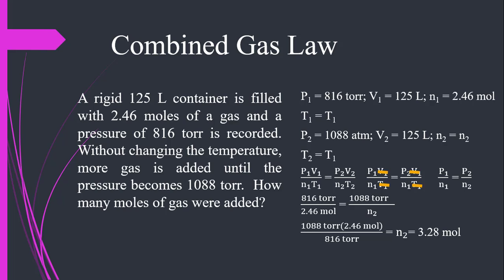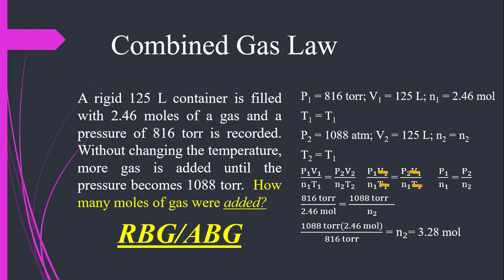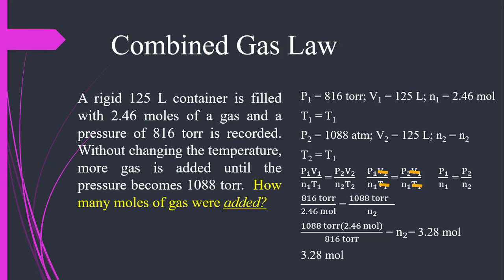And now you say, but you said that that was the incorrect answer. It is. Read the question, answer the question. The question wasn't how many moles are in the balloon. The question was, how many moles of gas were added? You ended up with 3.28 moles. You started with 2.46 moles. When you subtract them, it means you added 0.82 moles. That's the correct answer. Read the question, answer the question.